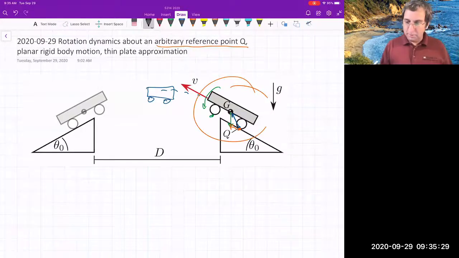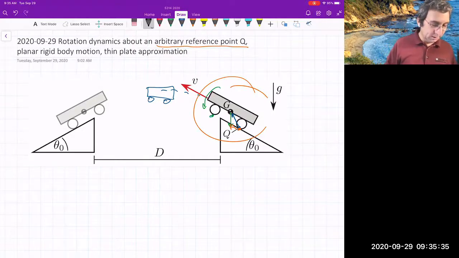Where is this car thing coming from? This is an image from your homework 3, which is now released and due in a week.